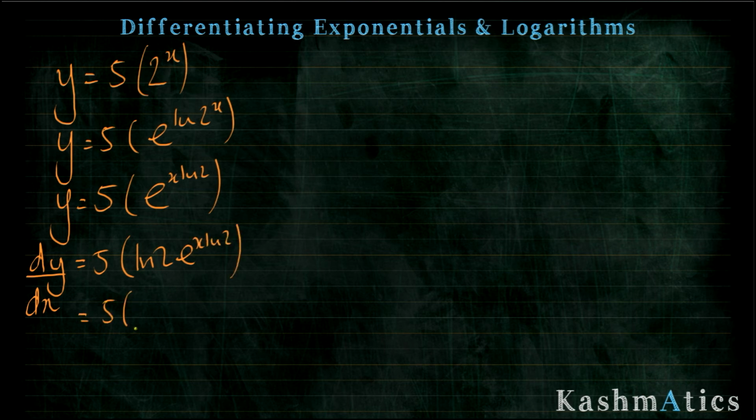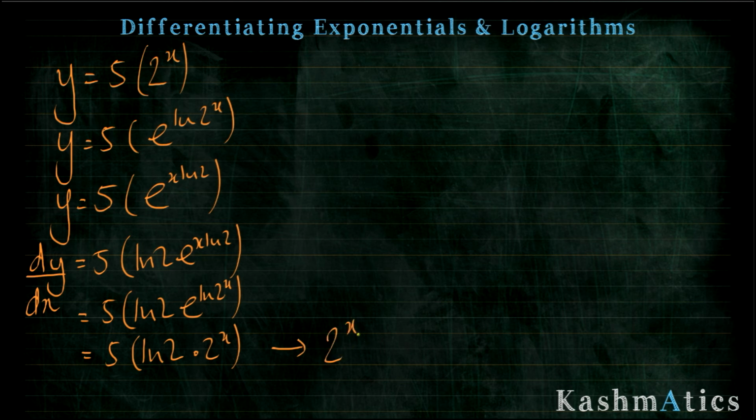And what I can do now is tidy that bit up. This here is the same as e to the ln of 2 to the power x. I'm probably taking more steps here than I normally would, just so you can follow it. ln 2 multiplied by 2 to the power x, and then I can just go ahead and write my final answer. I'd probably write it as 2 to the power x multiplied by 5 ln 2. In fact, I'd probably put it in brackets like that just to make it a little bit tidier. So that's what dy by dx is.